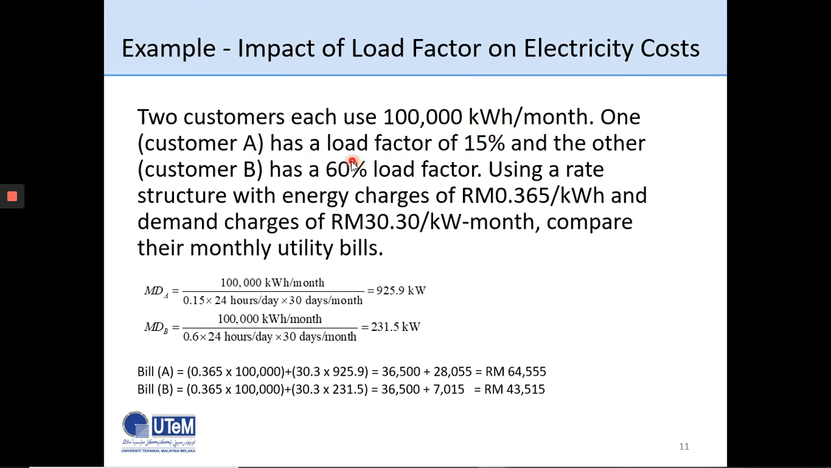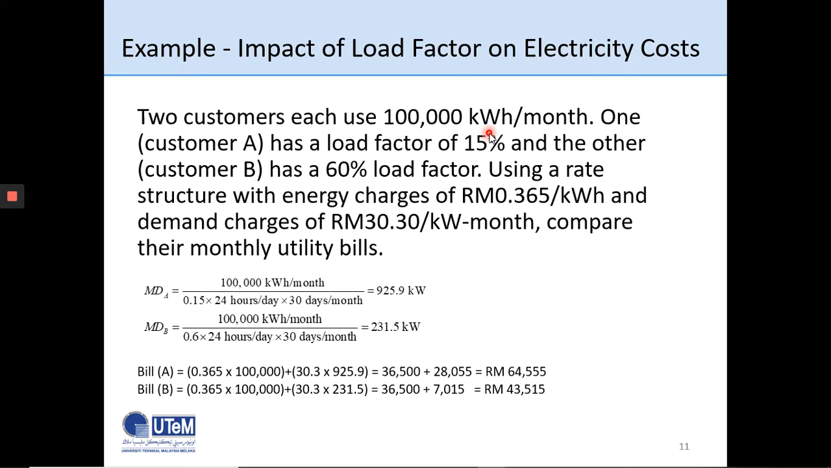But customer A has a load factor of 15%, and customer B has a load factor of 60%. That means for customer A, the average divided by peak is small. The peak value is large compared to the average value. That's why you have a low load factor.